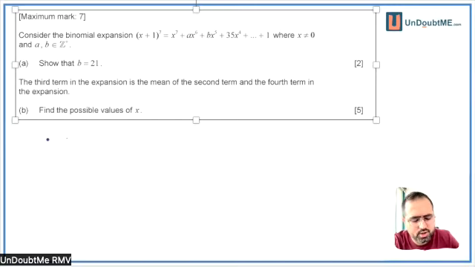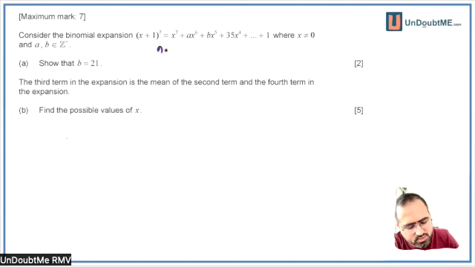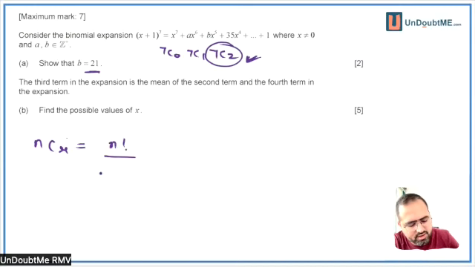For that, you have multiple options. You can start with this: first will be 7c0, then 7c1, 7c2. So when you solve 7c2, you'll get 21. Before moving forward, I'll tell you the expansion for nCr. You should know it manually also. n factorial by r factorial, n minus r factorial. So if I want to solve 7c2, it will be 7 factorial by 2 factorial, 7 minus 2, 5 factorial.